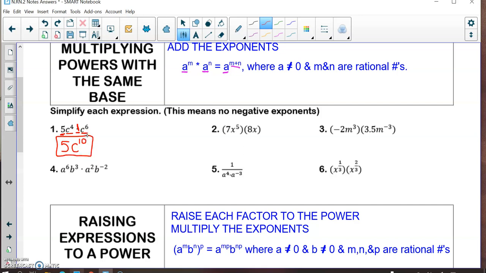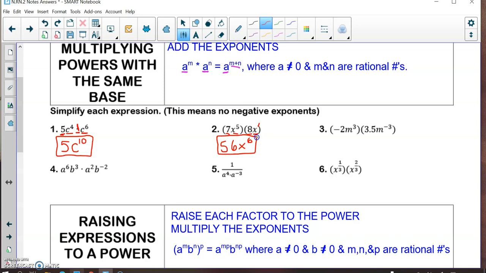Now on number 2, same thing. I'm going to multiply my coefficients. So 7 times 8 is 56. And now I'm going to multiply my x's. An x to the 5th power times, this is technically an x to the 1st power. They have the same base of x, and I add my exponents. 5 plus 1 is 6. So I have x to the 6th power, and that is fully simplified.